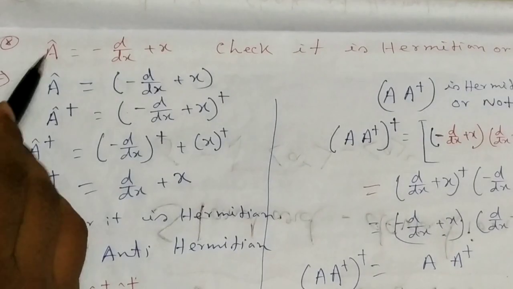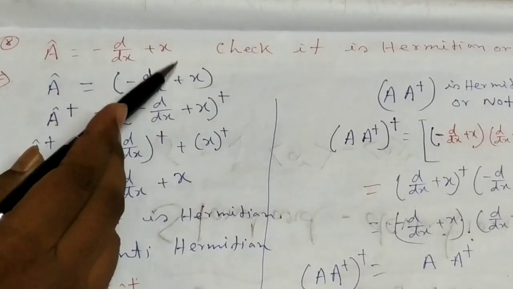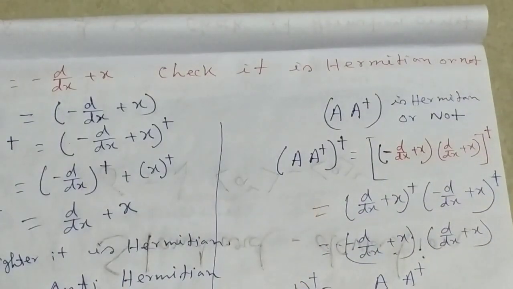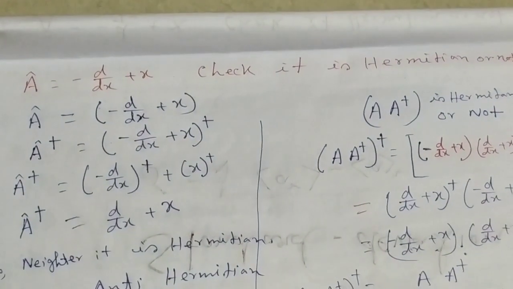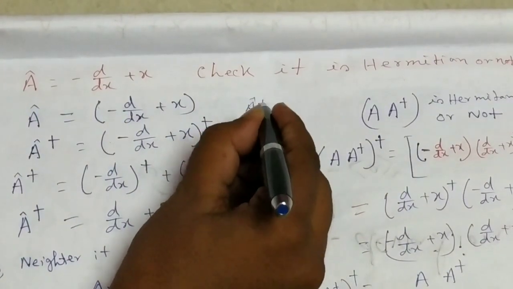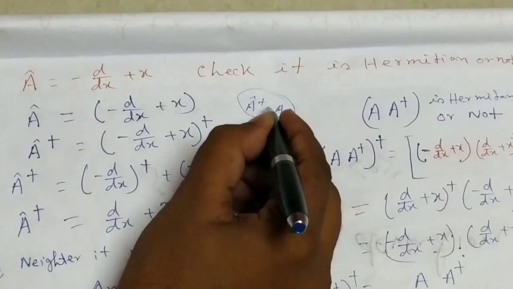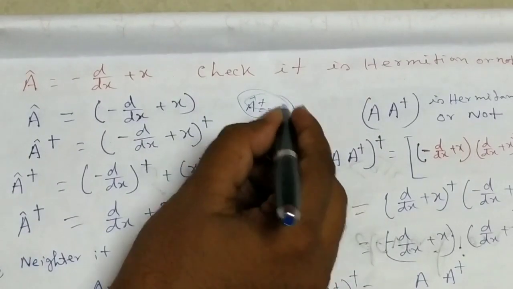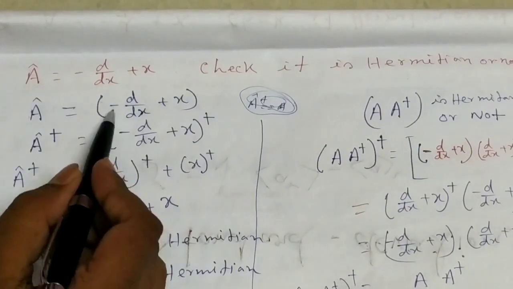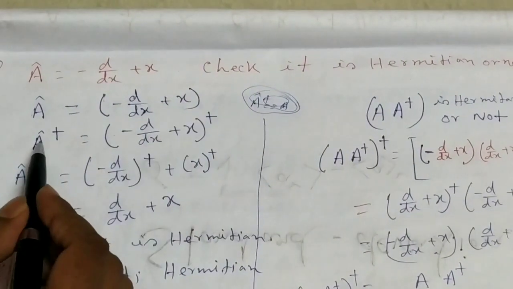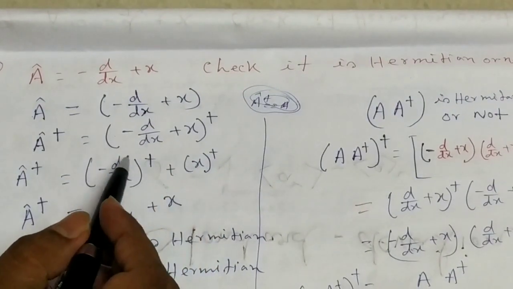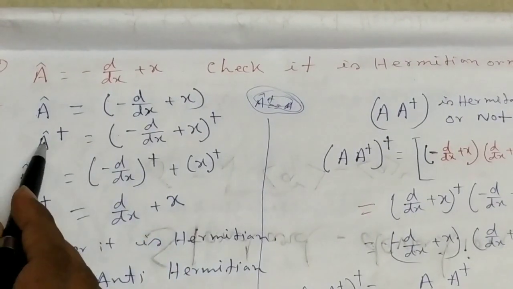The problem is given A = −d/dx + x. The question asks to check whether it is Hermitian or not. We know an operator is Hermitian if A† is equal to A, and it is called anti-Hermitian if A† is equal to −A. So here, given A = −d/dx + x, if we calculate A† and we get A, then it is Hermitian. If −A, it is anti-Hermitian. So we calculate A†.